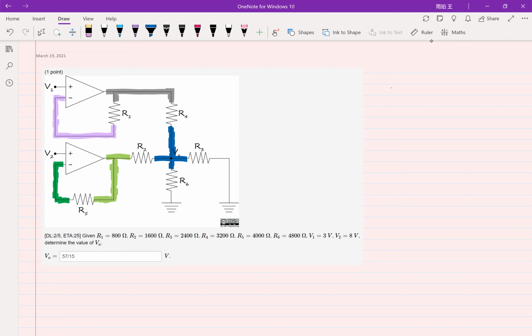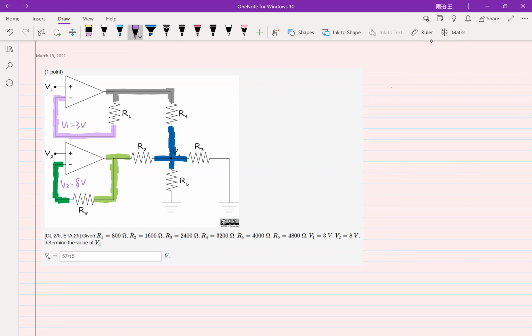From this question, I can immediately identify that this purple node will have a voltage equal to that of V1, which is 3 volts. And this green node will have a voltage of V2, which is 8 volts. Okay, so I have already identified all of the useful nodes in this question.